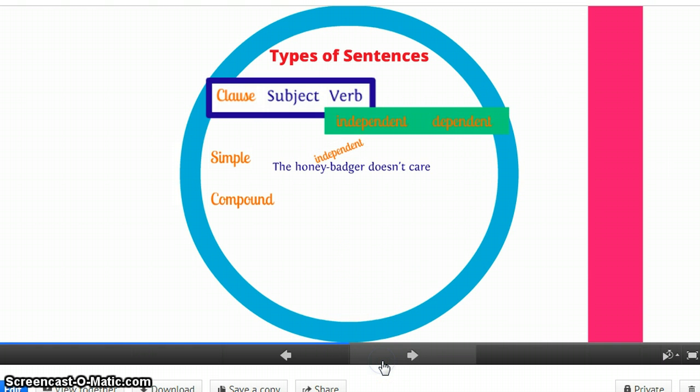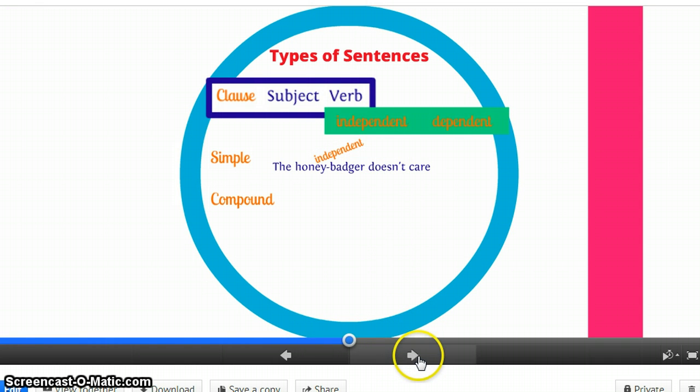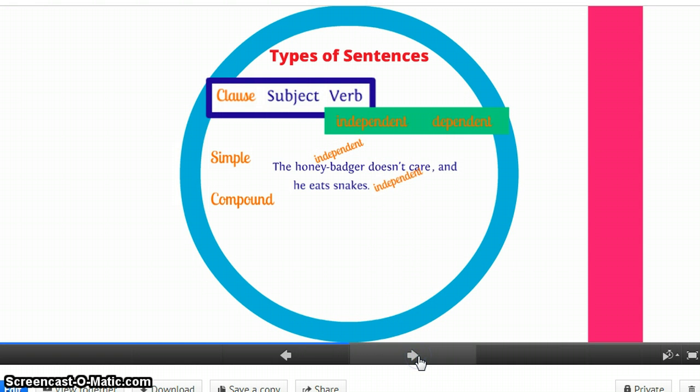Now we need a compound sentence. A compound sentence is made of two independent clauses. So we need to add on an independent clause here. The honey badger doesn't care, he eats snakes. Two independent clauses joined by a comma and conjunction make a compound sentence.